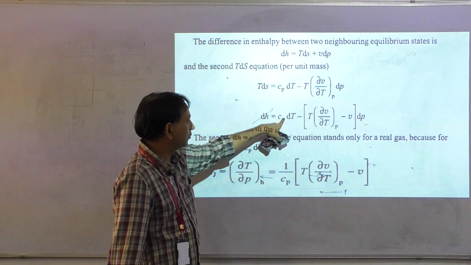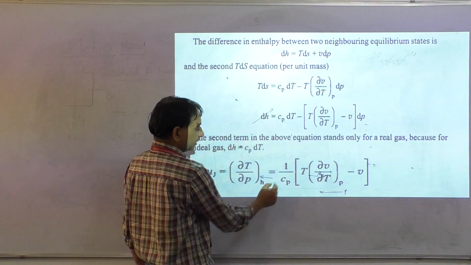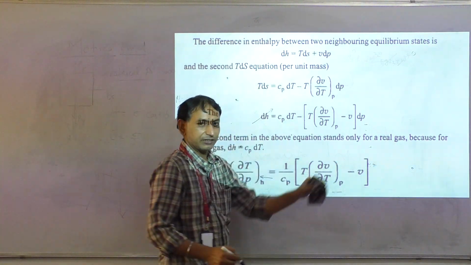When we perform the throttling process, or constant enthalpy process, dH comes out to be 0. So when we rearrange this, we find del T by del P at constant enthalpy is equal to 1 by Cp times [T (del V by del T) at constant pressure minus V].